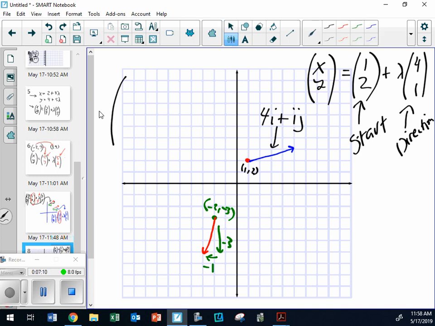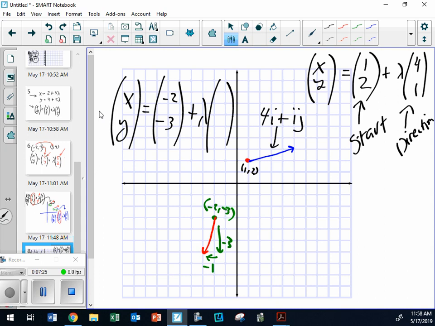So still start with x, y. Still start with a starting point, which was -2, -3. So nothing's really changed so far. And I'm still saying plus. Note that. Still plus. Still a lambda. And it's still going somewhere. It's just going to the left 1 and down 3. Raise your hand if you had the same thing as I did.